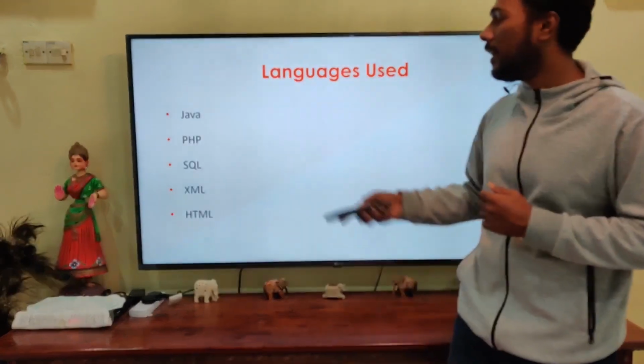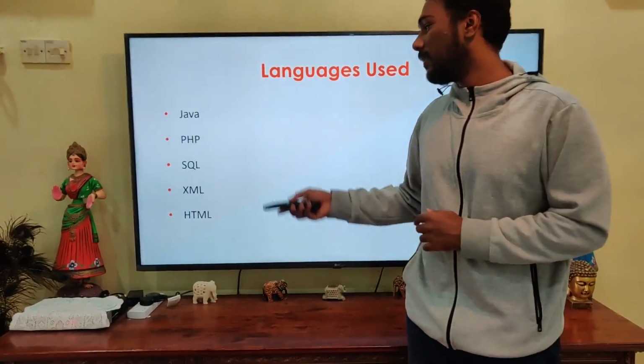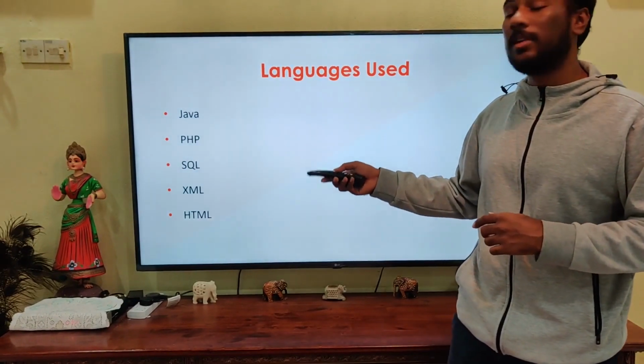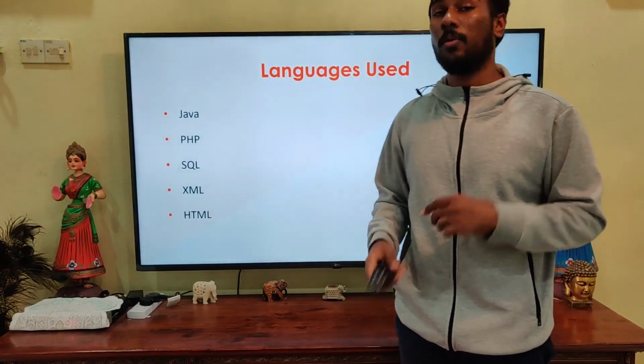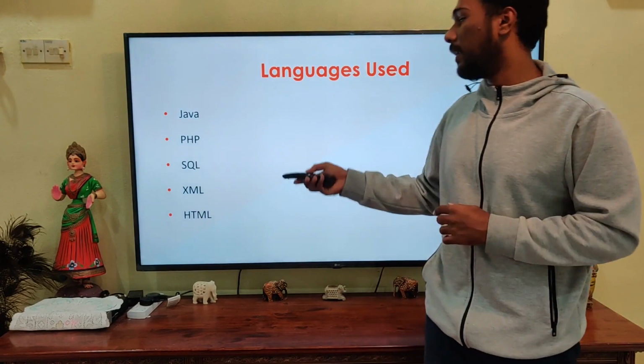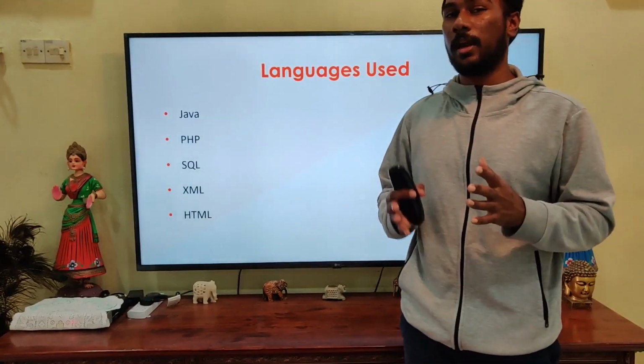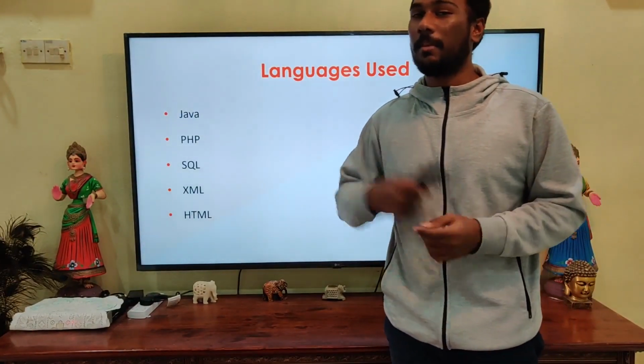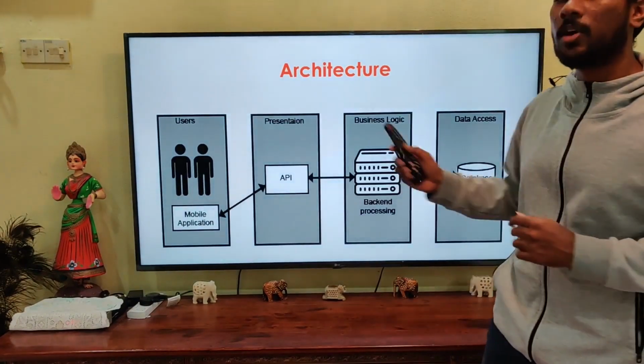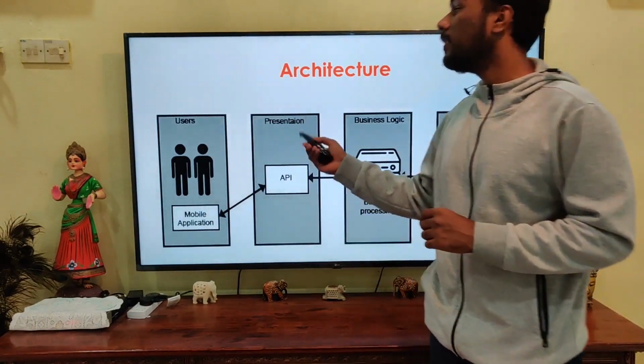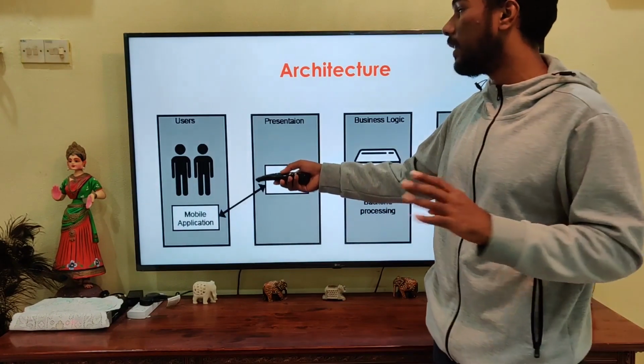the mobile application. SQL for database, HTML and XML is used to develop interfaces. HTML for the UI of the dashboard, and XML for the UI of the mobile application. Now let's talk about the architecture of this mobile application. This mobile application runs on a 4-tier architecture.